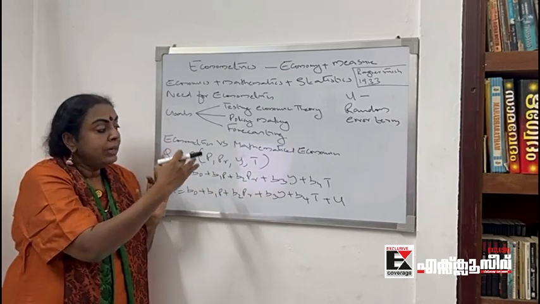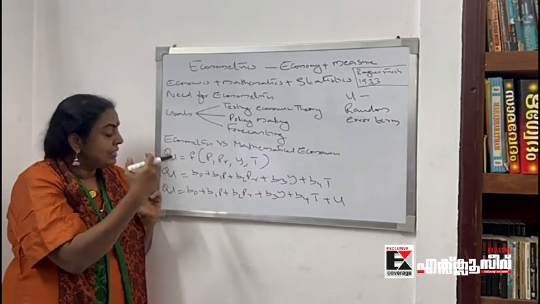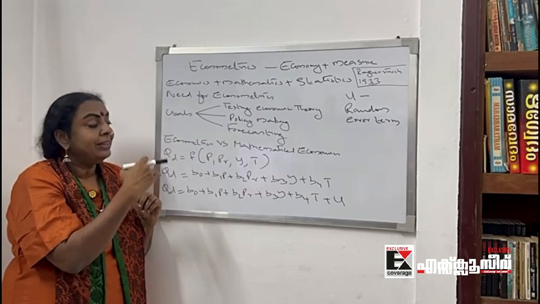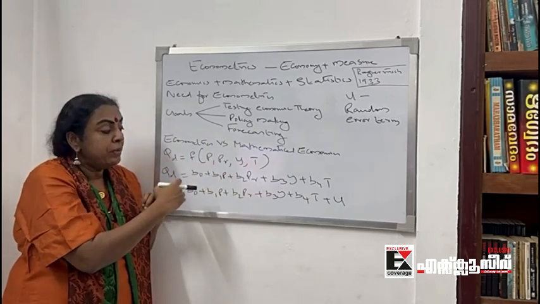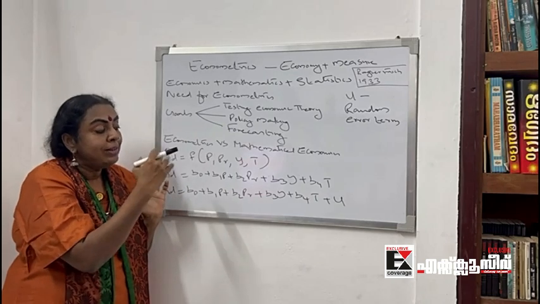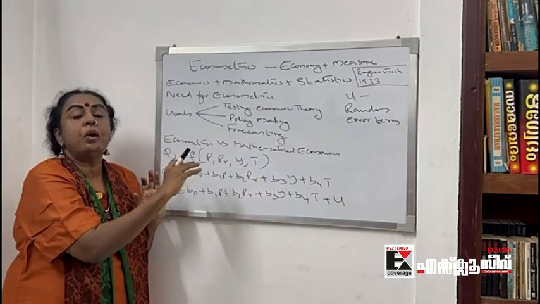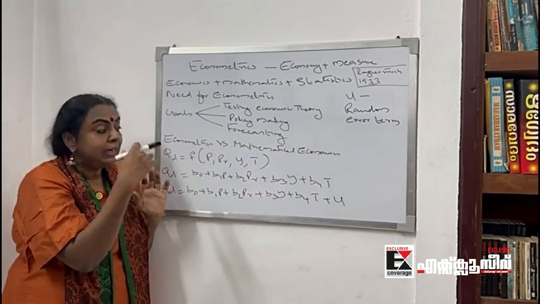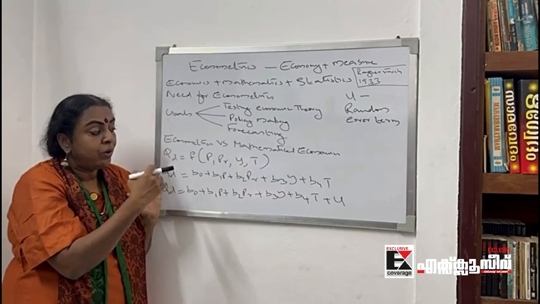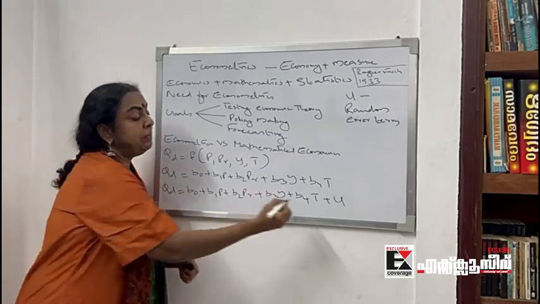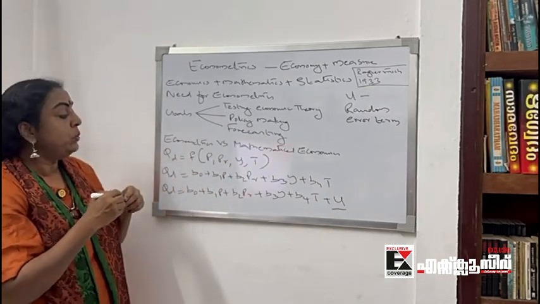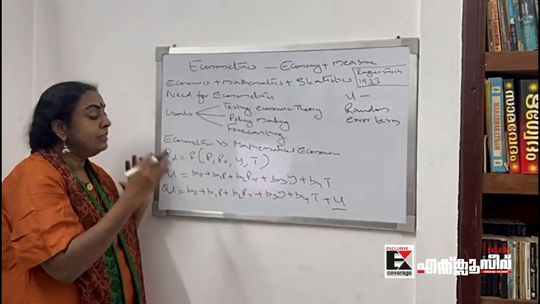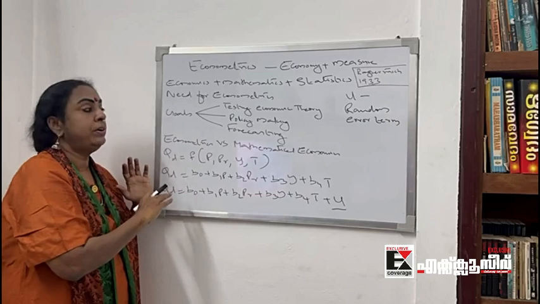So all these other factors which can influence quantity demanded are not included in a mathematical model, but in an econometric model, you can use all this available information to formulate a model. So all the other factors which influence quantity demanded are represented by U, where U is called the random error term.